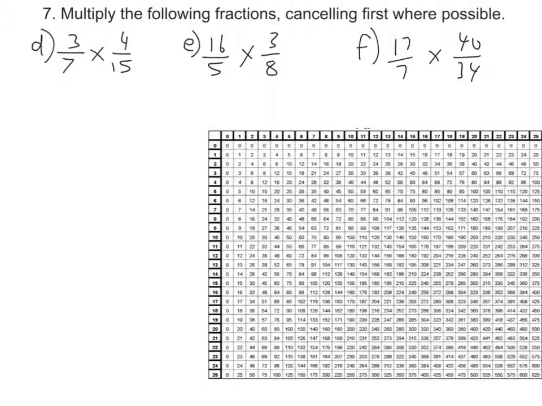Okay, next question. 3 over 7 multiplied by 4 over 15. I look at my times table and I can see that there's a number 3 over here and a number 15 over here. So 3 divided by 3 is 1, and 15 divided by 3 is 5.